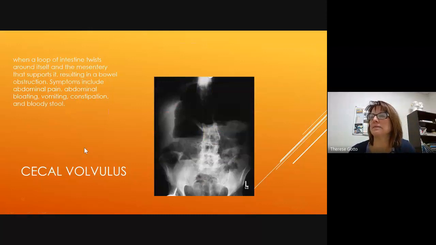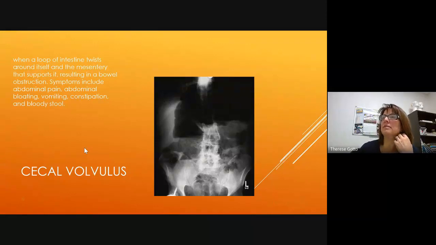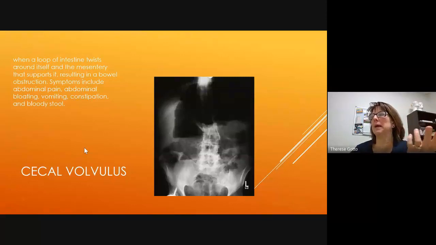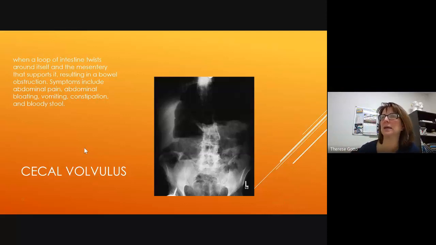Okay, this is a volvulus, and this is a cecal volvulus. So it has twisted on itself. A loop of the intestine twists around, and the mesentery that supports it results in a bowel obstruction. So this can be very painful. They can present bloating. They're of course vomiting because anything that they put in is coming right back up. Constipation, because depending on where the twist is, none of the elimination of waste can occur, or it can have bloody stool if something has been harmed with that twisting action.